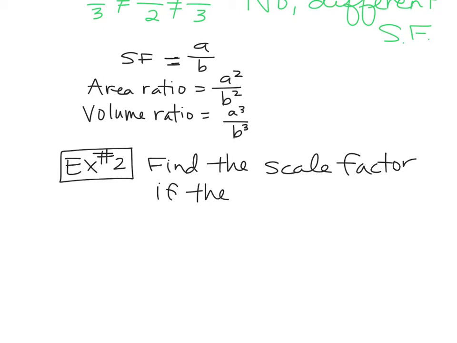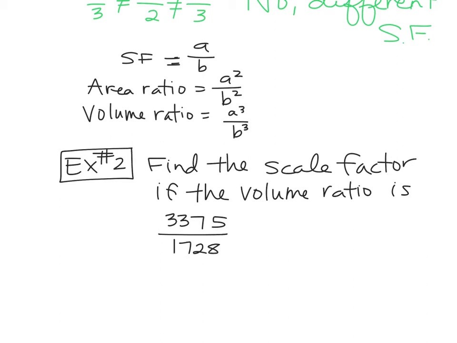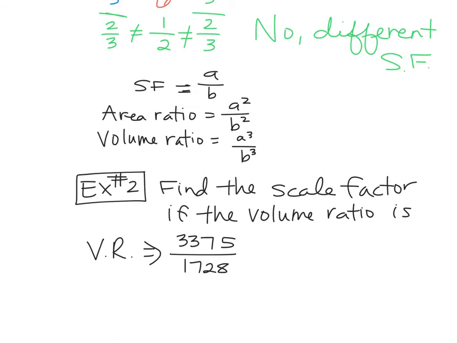If the volume ratio is 3,375 to 1,728. Okay, so this right now is representing our volume ratio. We want a scale factor. So look back at the chart we just made. How can I get from here, from a volume ratio, and turn it into a scale factor?